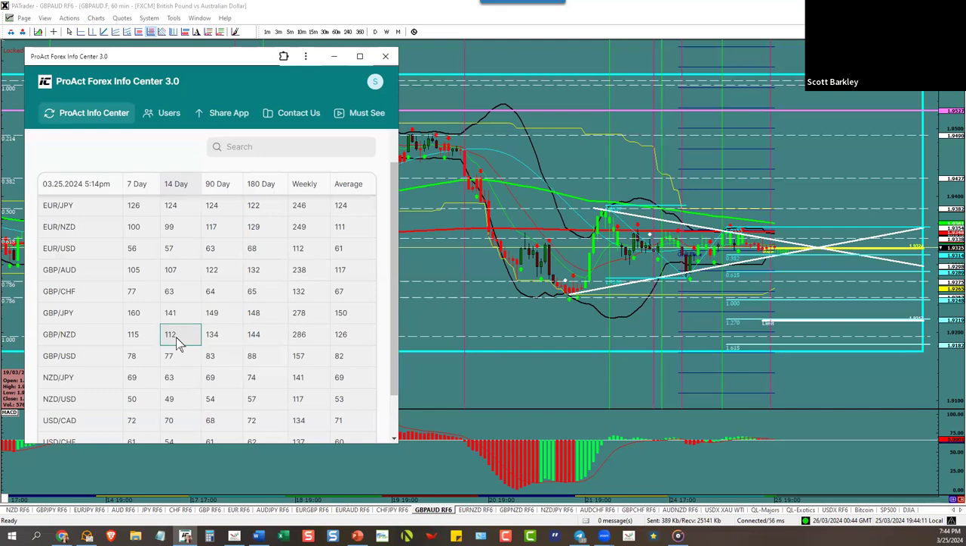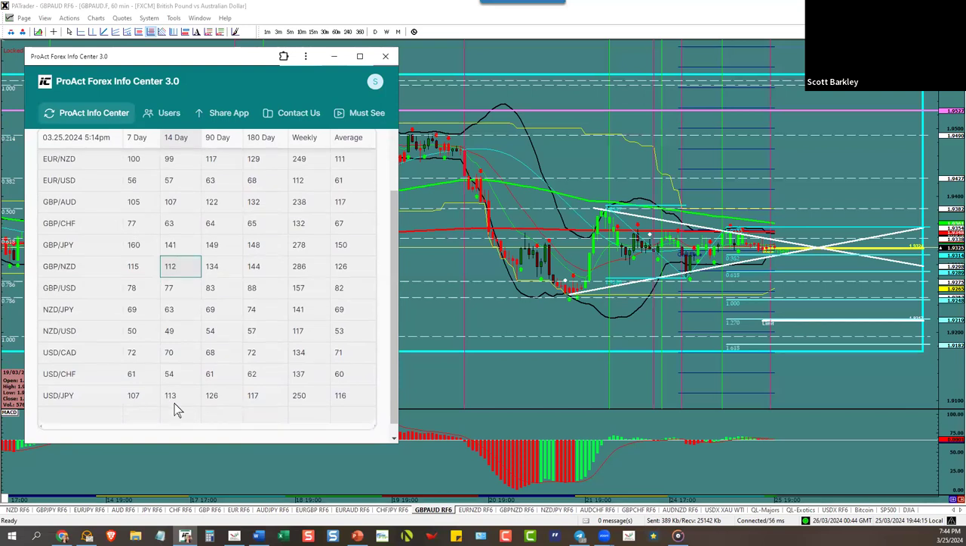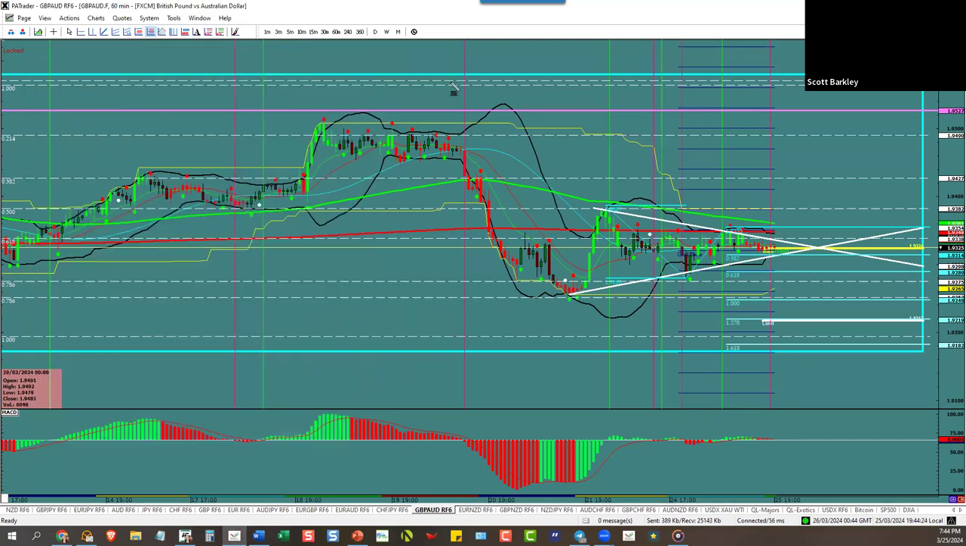And if we don't find anything, we'll go back to that pound Aussie, all right? So that's it. Dollar yen is 113 pips. We'll look at that also. All right, so we've identified five currencies that have the biggest ATRs.